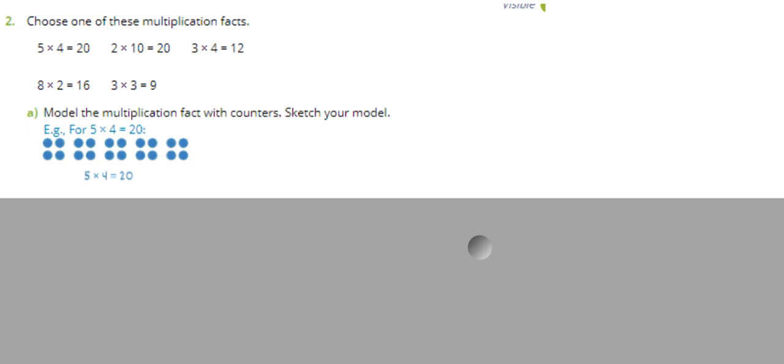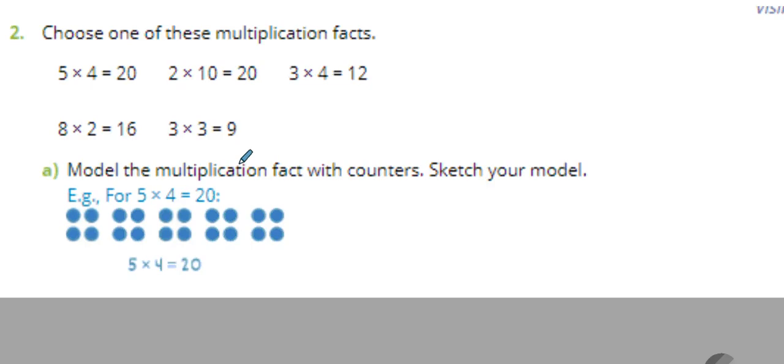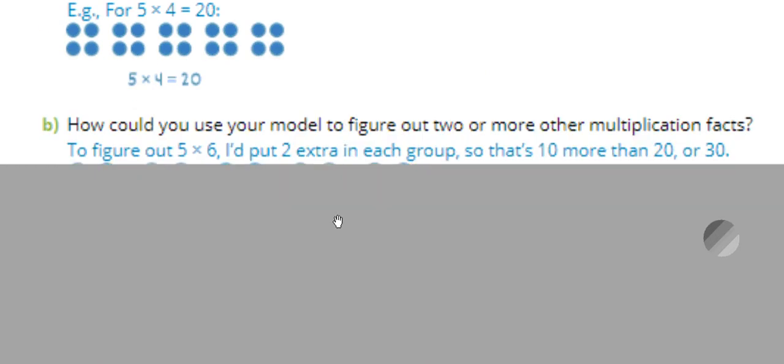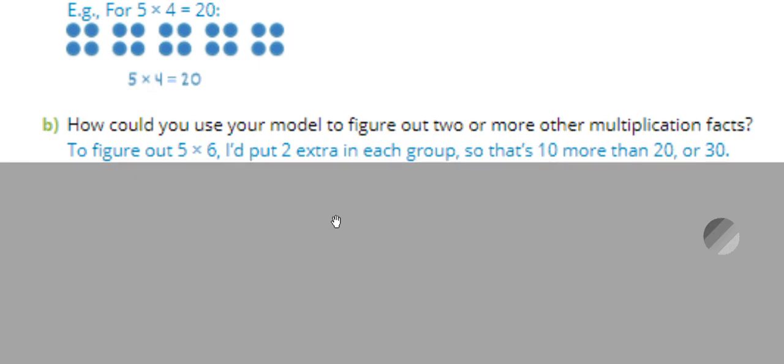I'm going to make it a bit bigger maybe. Okay, so here's my 5 groups of 4. 5 times 4 makes 20. All right. And then it says, how could you use your model to figure out 2 or more other multiplication facts? So it's not telling you what other ones to figure out. It's just saying, starting with your base of 5 times 4 equals 20, what other facts could you figure out?